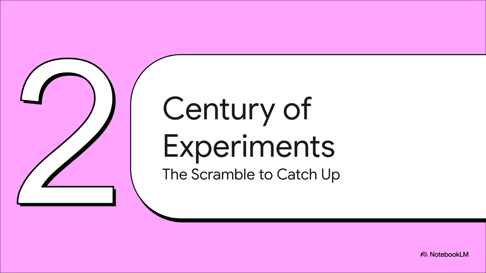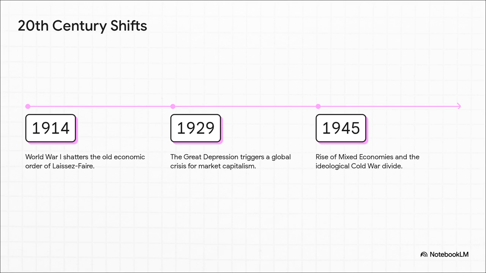Okay, so Britain gets this huge head start. Its industrial engine is roaring, and the rest of the world is left scrambling to figure out what to do. The 20th century basically became this giant, chaotic laboratory, with different countries all desperately trying out new economic recipes to try and catch up. You see, the old 19th century system, the one we call laissez-faire, which is basically pure free market capitalism, was completely shattered by the First World War and then the Great Depression.